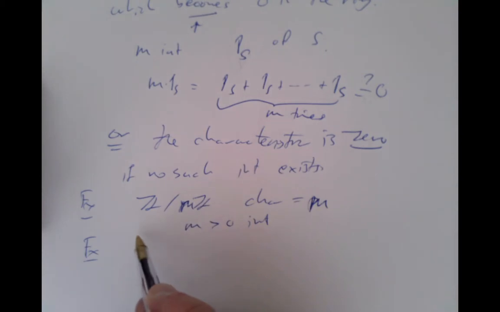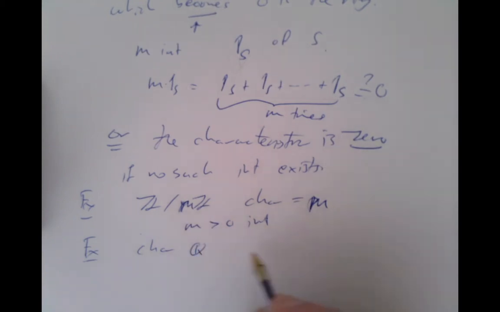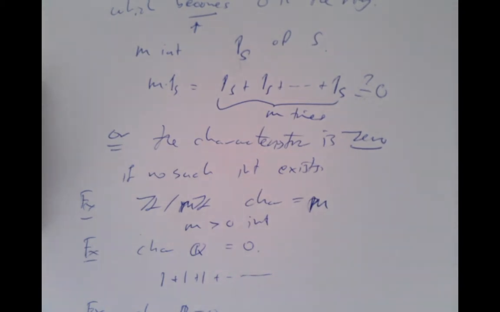And similarly, the characteristic of the rational numbers is 0, because if you keep adding 1's, you get 1 plus 1 is 2 plus 1 is 3, and you keep going on and on forever, and you never get 0 again. Because they're always positive, they're just getting more and more positive. And the same for the reals, and also the characteristic of the complex numbers is also 0.